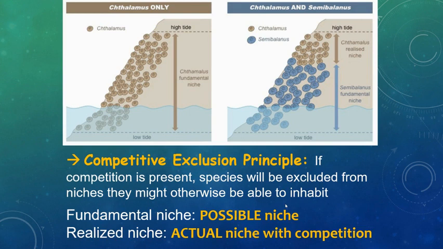Another relationship is what we're going to call the competitive exclusion principle. If competition is present, species might be excluded from niches that they might otherwise be able to inhabit. Consider that if there was Chthamalus only, it could live from the low tide all the way up to the high tide. However, if there is another type of barnacle present, Semibalanus, Chthamalus is not able to realize its entire niche. It can't go all the way down to the low tide mark because there's another species there competing for space on the rock. So the fundamental niche is what is possible, but the realized niche is what is actually happening.